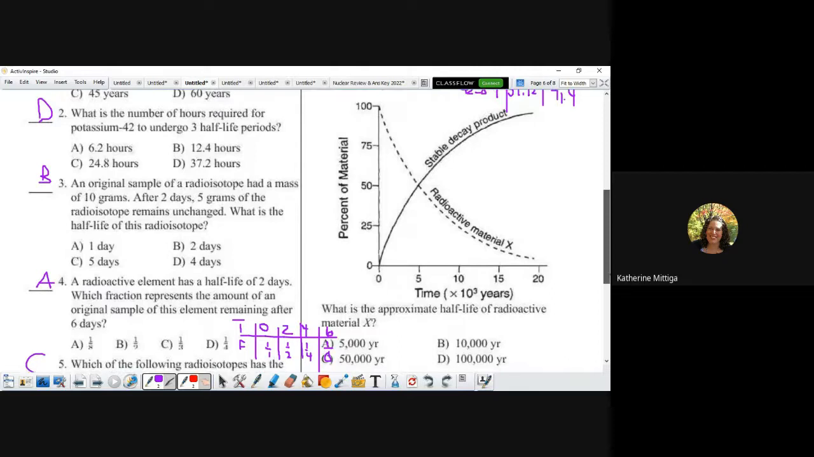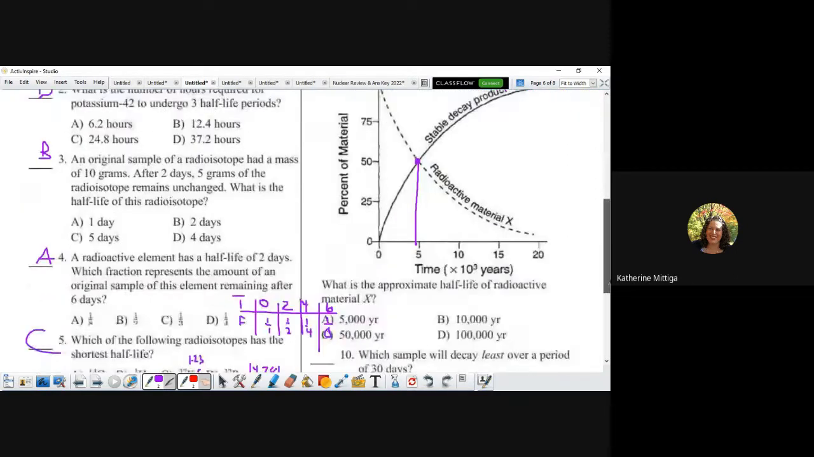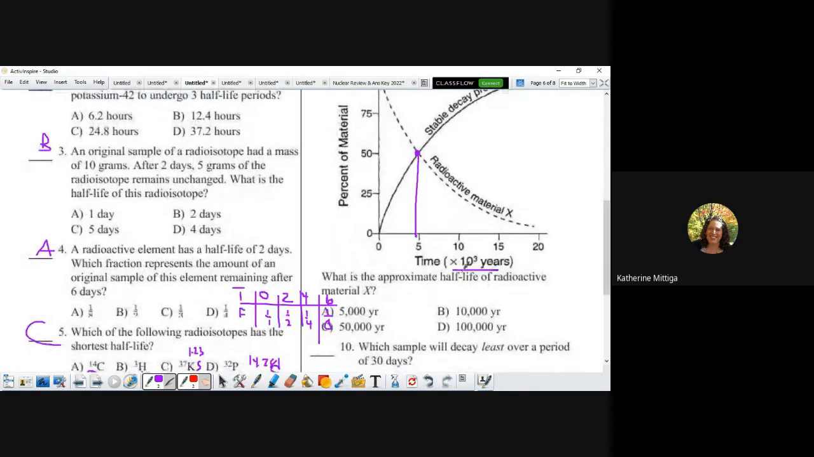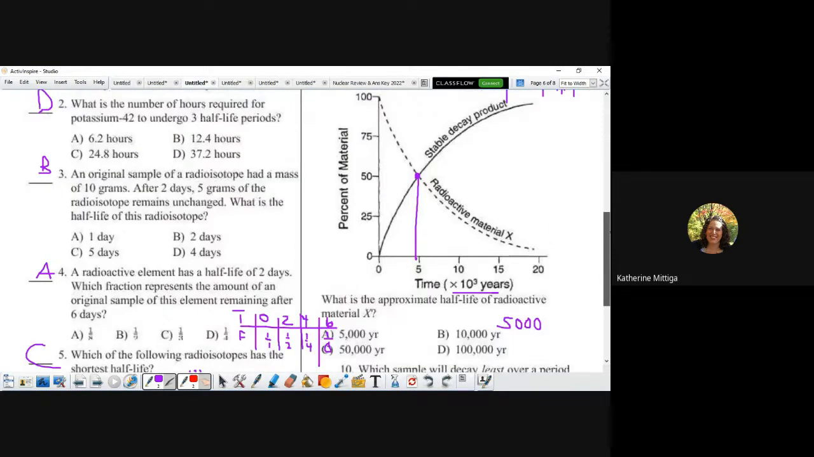What is the approximate half-life of radioactive material X? So half means half of it's stable, half of it's radioactive. So this right here, 5 times 10 to the third. So that's 5, 1, 2, 3, 5,000. Be careful.